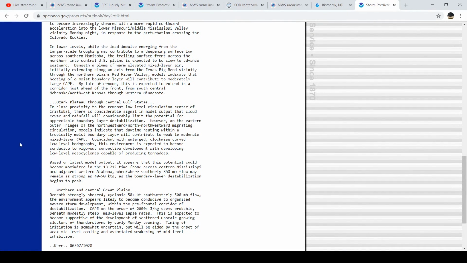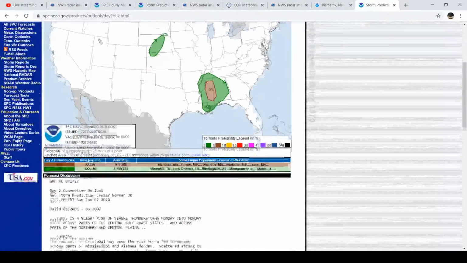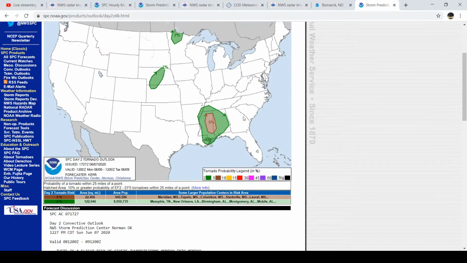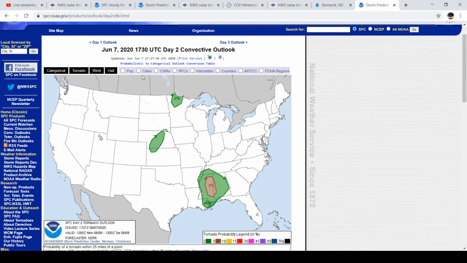Based on the latest model outputs, it appears that potential could be maximized in the 18 to 21 time frame across eastern Mississippi and adjacent western Alabama. And where southerly 850 millibar flow may remain as strong as 40 to 50 knots as the boundary layer circulation begins to peak. So I would definitely have to watch my area. I'm definitely in the 2% chance risk.